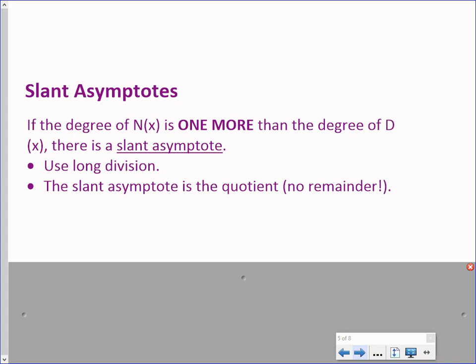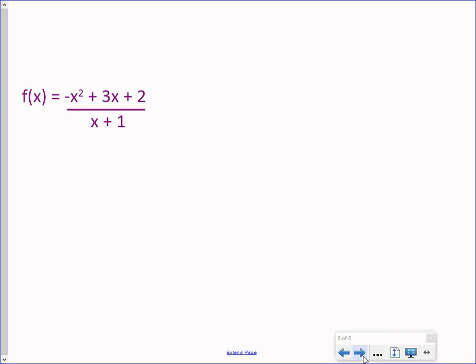If you were doing a quadratic divided by a linear and you did synthetic division, then you would just ignore that last number in synthetic. You don't care about it because it's the remainder. Let's do an example. F of x equals negative x squared plus 3x plus 2 divided by x plus 1.